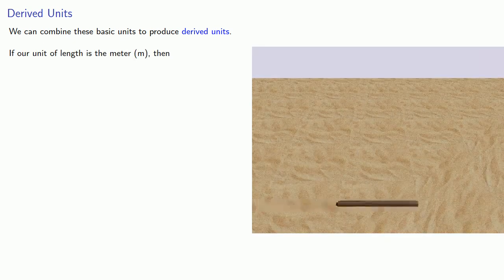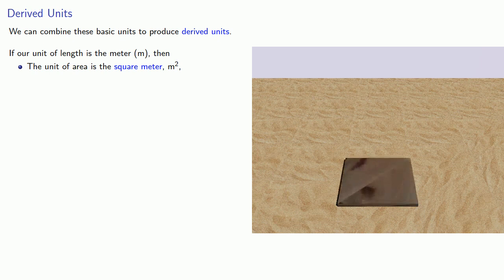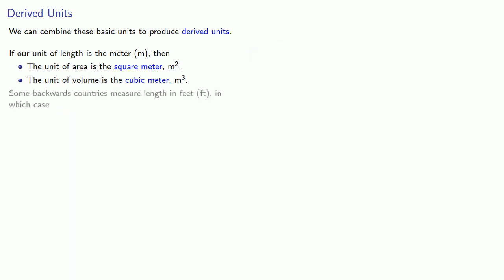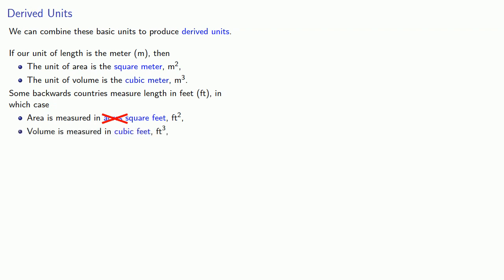We can combine these basic units to produce what are called derived units. So a simple set of derived units: if our unit of length is the meter, then the unit of area is the square meter, which we'll write m squared, and that corresponds to the area of a square 1 meter on a side. The unit of volume is the cubic meter, m cubed, which is the volume of a cube 1 meter on a side. And again, if you're in one of those backwards countries where you measure length in feet, area is measured in square feet, feet squared, and volume is measured in cubic feet, feet cubed.